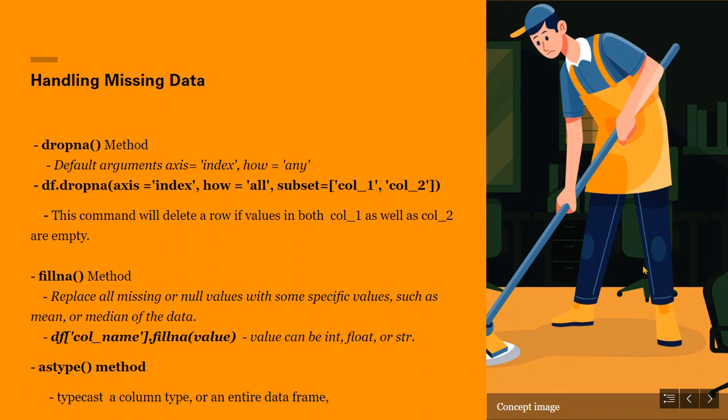Fillna is another method Pandas provides to handle null or missing values. It replaces any null values in the dataset with specific values such as mean, median, etc. Typecasting is a part of data cleaning. We use typecasting to convert a column type to another specific type such as integer or float. Let's jump right into the code.